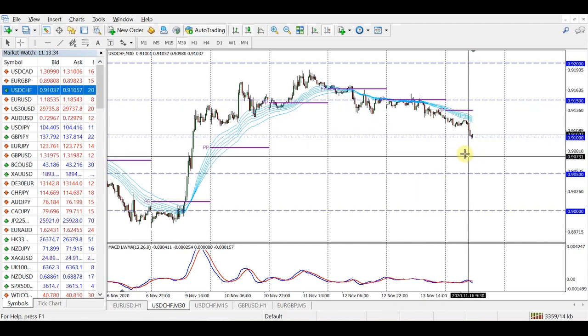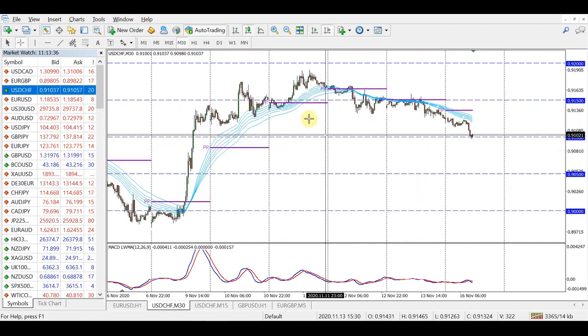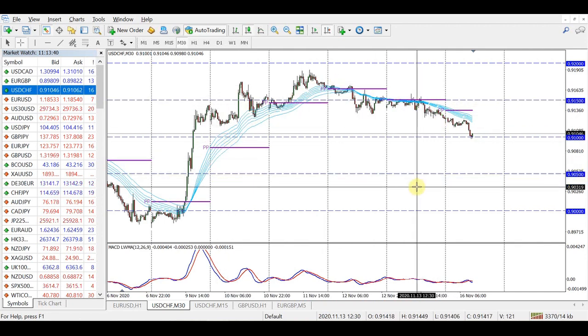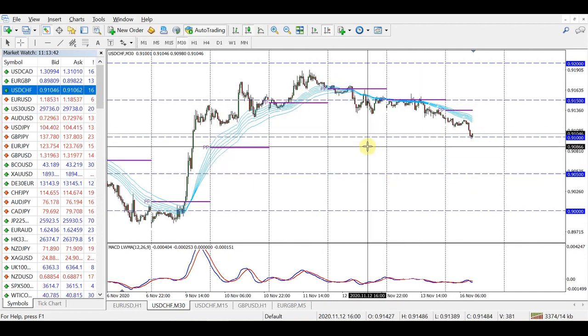I don't know, and to be honest, I'm not really fussed now at this stage. I'm out of this trade. Very well executed from my perspective, and yeah, went according to the trade plan.